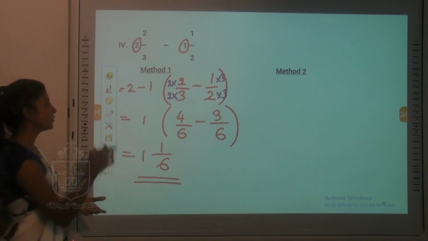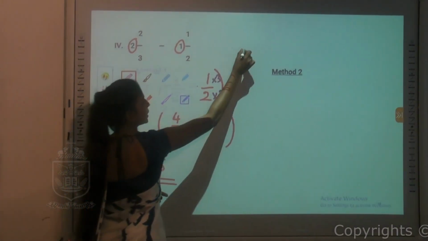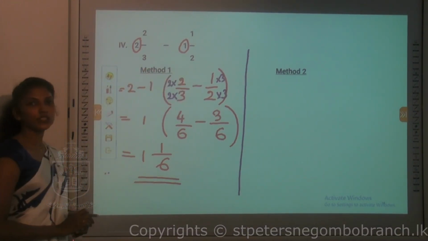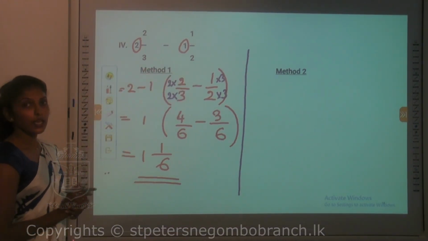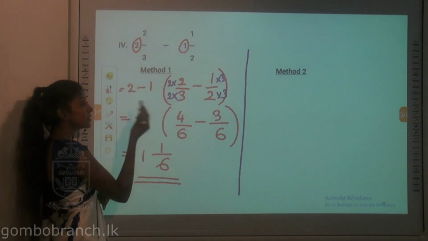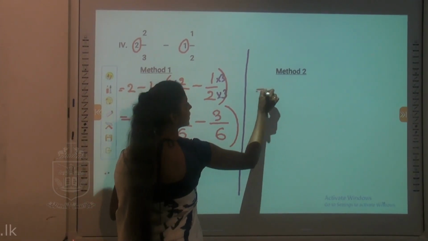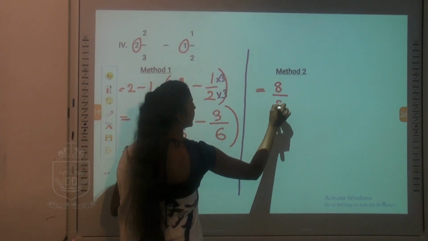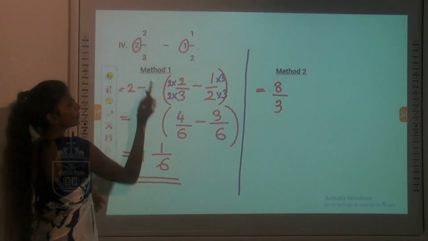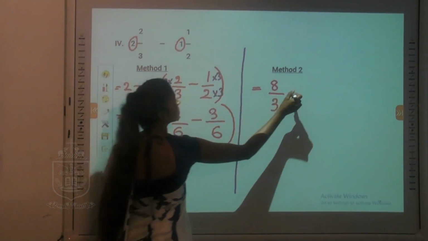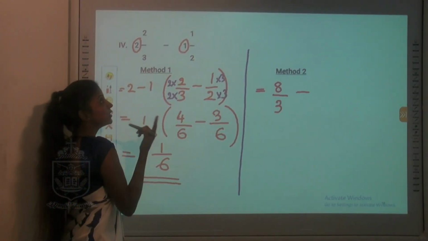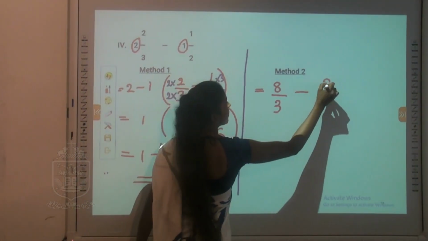So in the second method, I hope you can remember, we converted into improper first. So let's convert it into improper. Now I am going to directly convert it into improper by looking at this first example. 3 times 2, 6. 6 plus 2, the answer is 8. Right, I have converted into improper from here. 3 times 2, 6. 6 plus 2, 8. Subtract, minus 2 times 1, the answer is 2. 2 plus 1, the answer is 3.